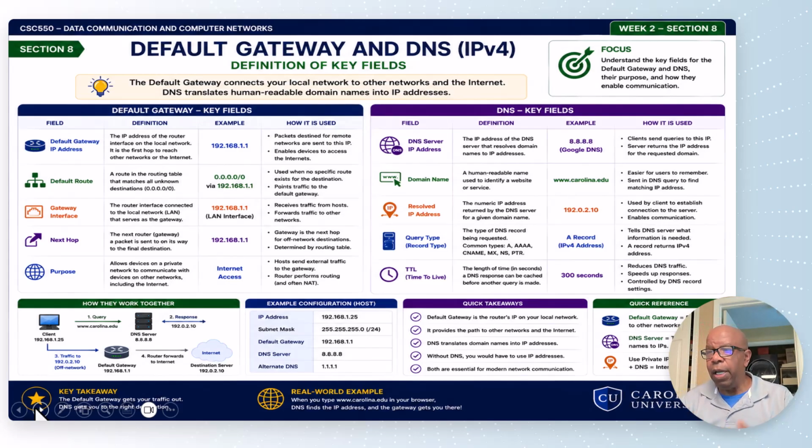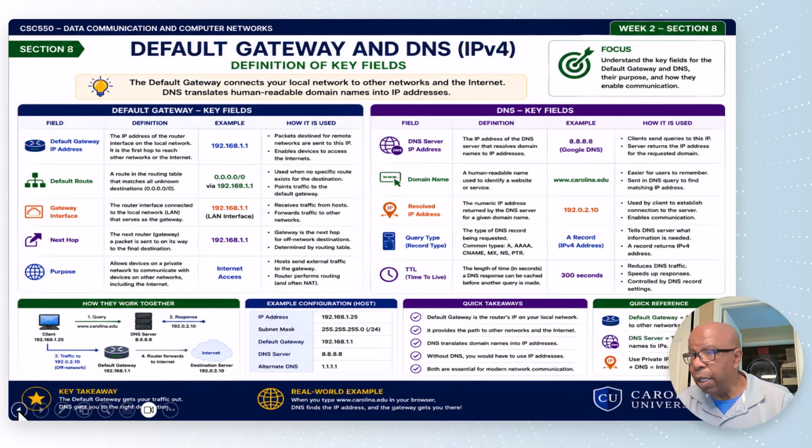A default gateway. The key thing in this section I want you to look at is the DNS, which is the domain name system. Here, as far as the name, domain name server IP address, it is the IP address of the DNS server that resolves domain names to IP addresses.